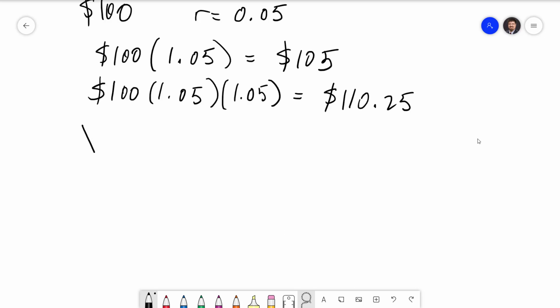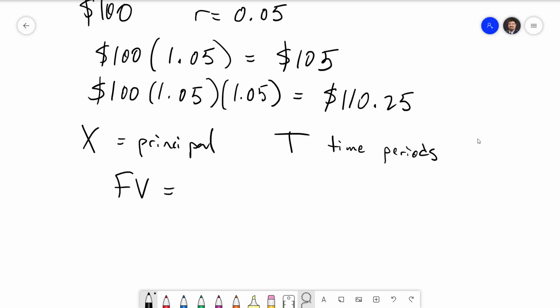Suppose we save an amount x, that's what we call our principal, for t time periods. I'm going to use a capital T to denote the total amount of time that we are going to save the money. The future value of that money is going to be x times 1 plus r, and so in our example that was 1.05, to the T power. Every time period, that interest is going to compound again.